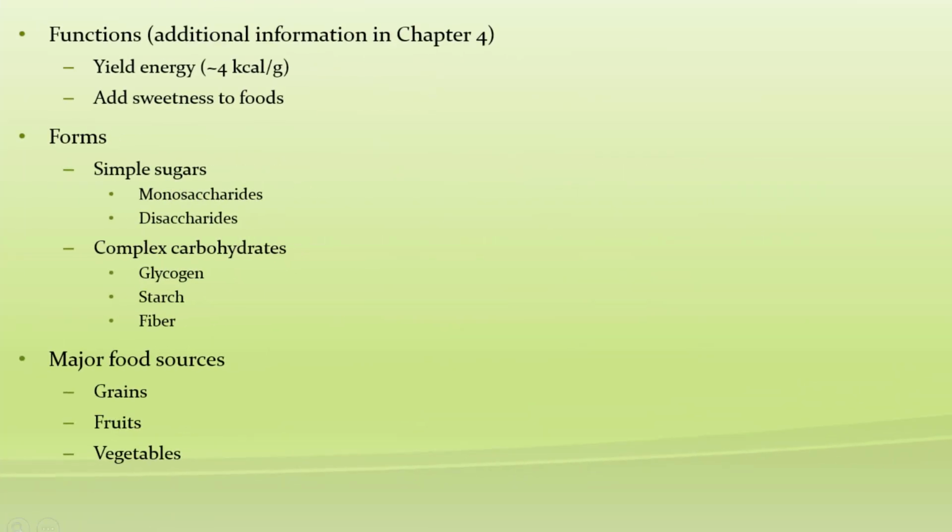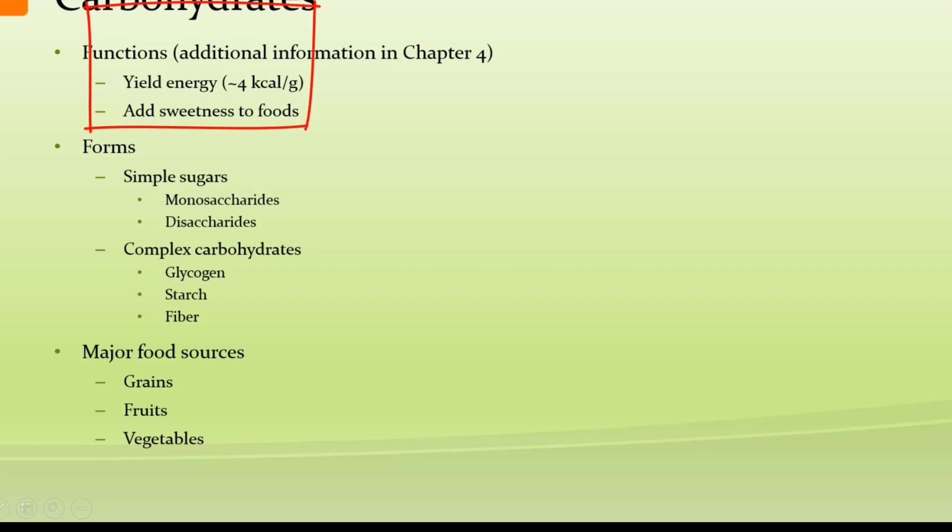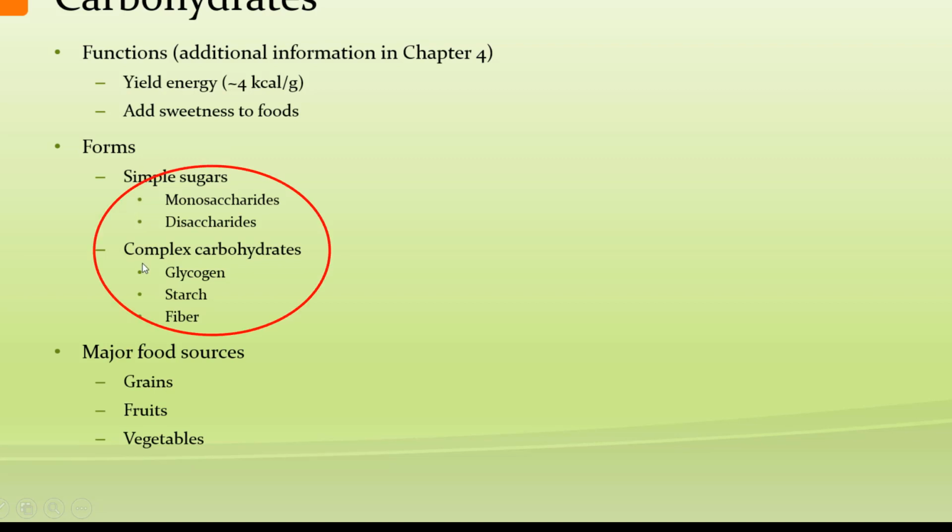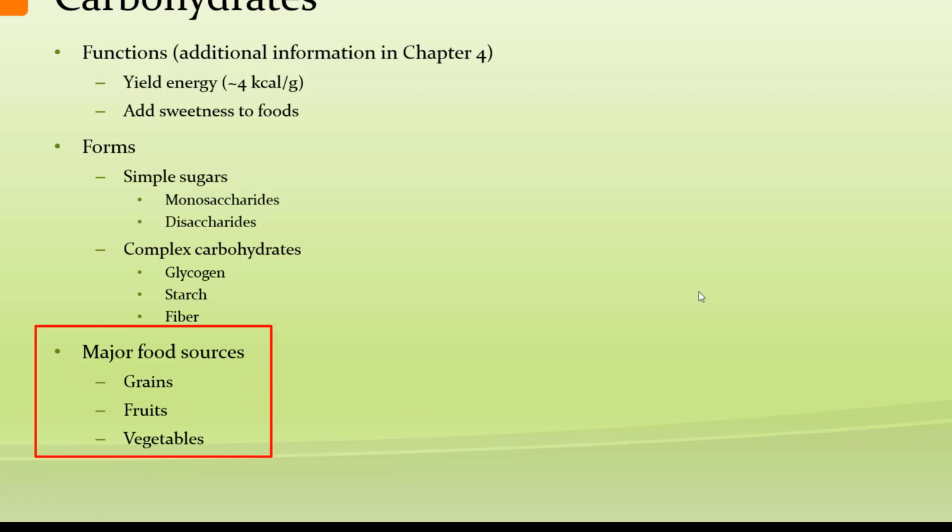So the major function of carbohydrates is to yield energy. It's the primary source of energy in our body, 4 kilocalories per gram, and it adds sweetness to foods. There are 2 forms, simple sugars and complex carbohydrates. Simple sugars are found in monosaccharides and disaccharides. Complex carbohydrates are found in glycogen, starch, and fiber. The major food sources are grains, fruits, and vegetables.